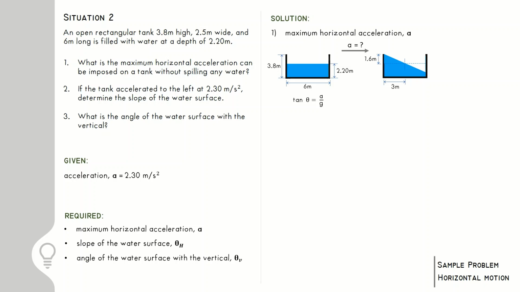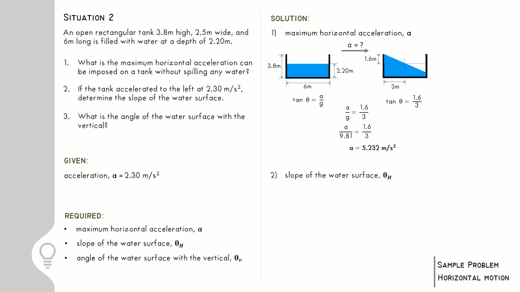By using the formula tangent theta is equal to a over g, and the tangent function is opposite over adjacent, we have 1.6 over 3. By equating the two equations, a over g is equal to 1.6 over 3, and with the value 9.81 meters per second squared for acceleration due to gravity, the maximum acceleration that can be imposed on the tank without spilling any water is 5.232 meters per second squared.